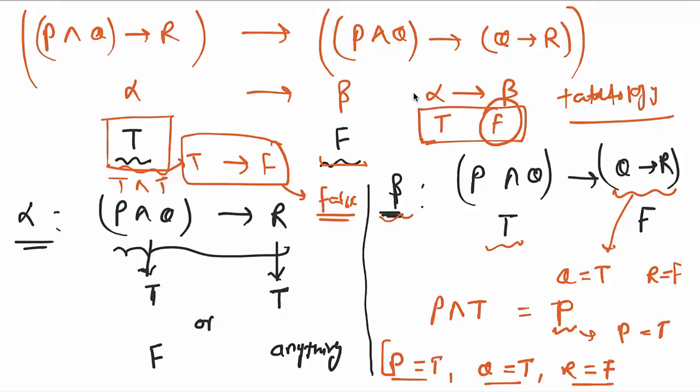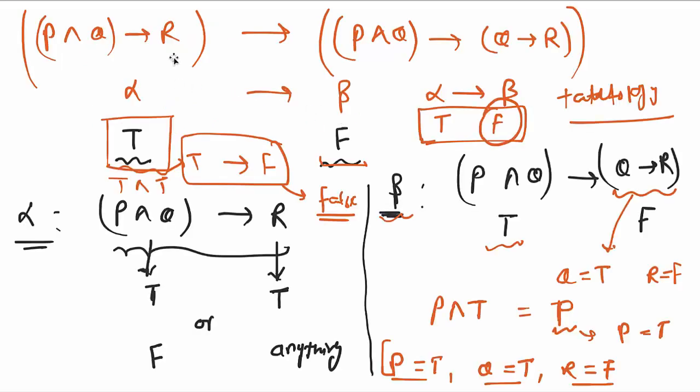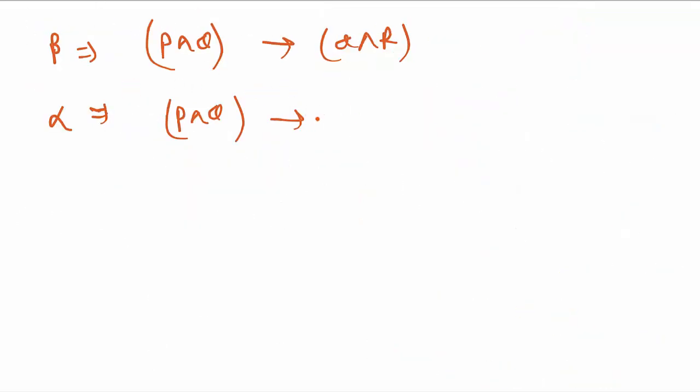So what is beta here? Beta is, I guess, this one, right? So beta is P and Q imply Q and R. And what is alpha here? Alpha is P and Q imply R. Okay, now let's check whether beta imply alpha is possible or not.